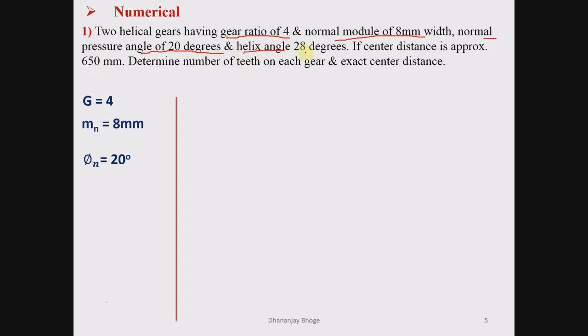And helix angle किती आहे? 28 degrees. Helix angle म्हणजे काय? Alpha. Okay, so alpha equals to 28.